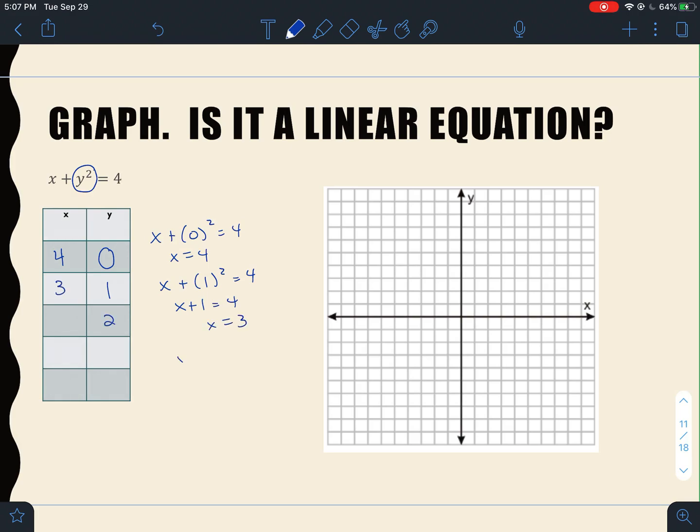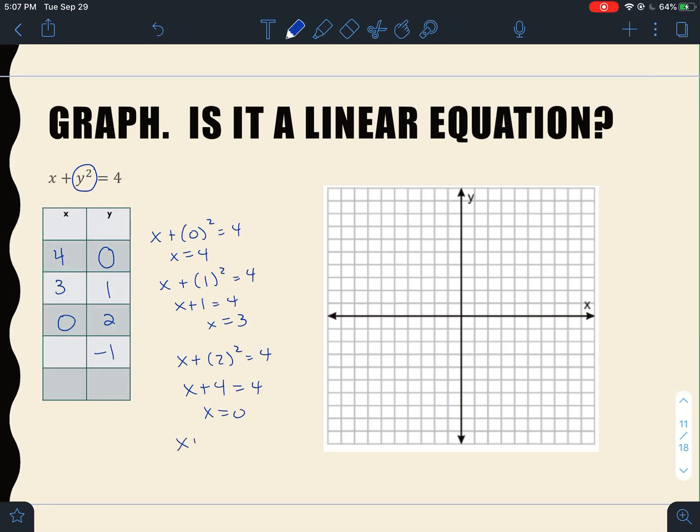What if I plugged in 2 for y? x plus 2 squared equals 4. So x plus 4 equals 4. That would mean x would be 0. Let's try -1 for y. So x plus -1 squared equals 4. That would be x plus 1 equals 4, which again, x would be 3 in that case.